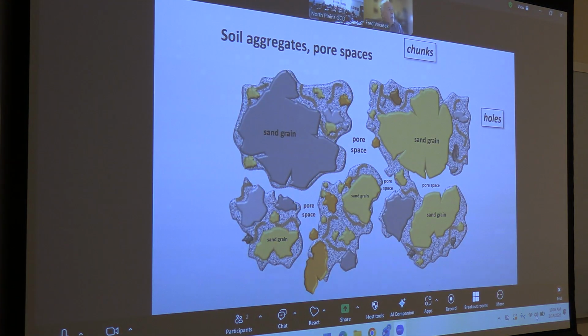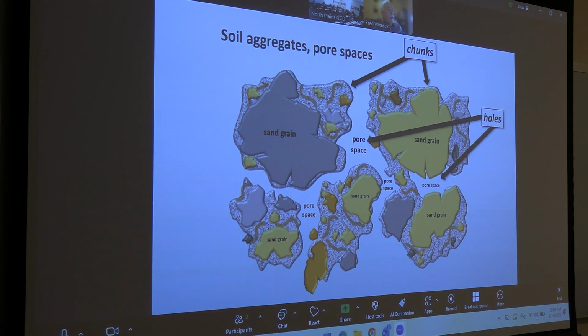Now, when we talk about soil aggregates and pore spaces, we're talking about those chunks of soil. We've got sand, silt, and clay particles bound together with organic matter. They're kind of stuck together to form the granules. And we talk about a soil having good tilth. You pick it up and it breaks up into nice little crumbs, an eighth of an inch or so in diameter. Well, that's what we mean when we talk about soil aggregates.